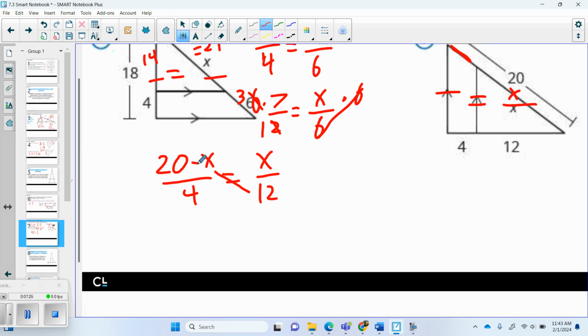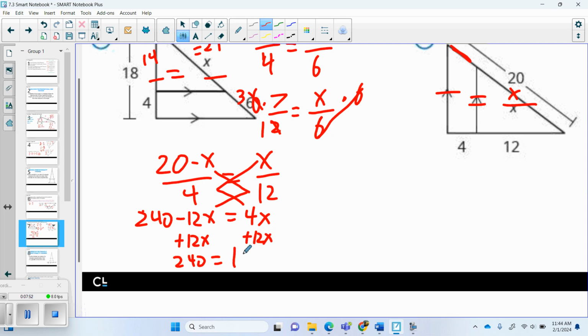So I have 20 minus x times 12, or 20 times 12 is 240. 240 minus 12x equals 4x, cross multiplying this way. I'm going to add 12x to both sides. So I have 240 equals 16x. I'm going to divide by 16, so 240 divided by 16. I get x equals 15. So that's how we do that.